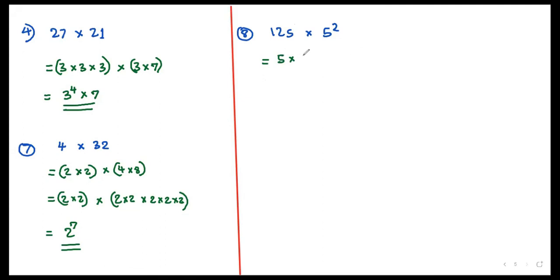5 times 25. But how do you write 25 as 5 times 5? 5 times 5 times 5 times 5. This one, right? Yes. Okay. Then times 5 squared means? 5 times 5. That's correct. So all together, what do we have? 5 to the power of 5. That's good. That's correct.